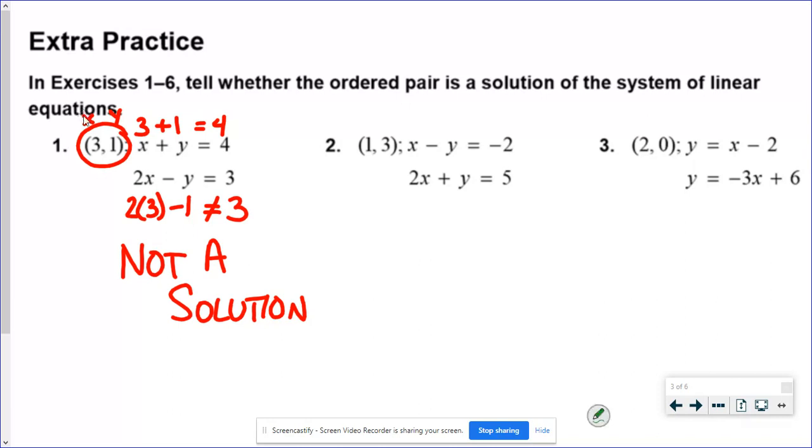So for the second problem, I have an x and I have a y. So I would have 1 minus 3 when I substitute. Oh yeah, that is equal to negative 2. It works in the first equation. 2 times 1 is going to be 2. 2 plus 3, oh yeah, that is equal to 5. So this is, yes, it is a solution.